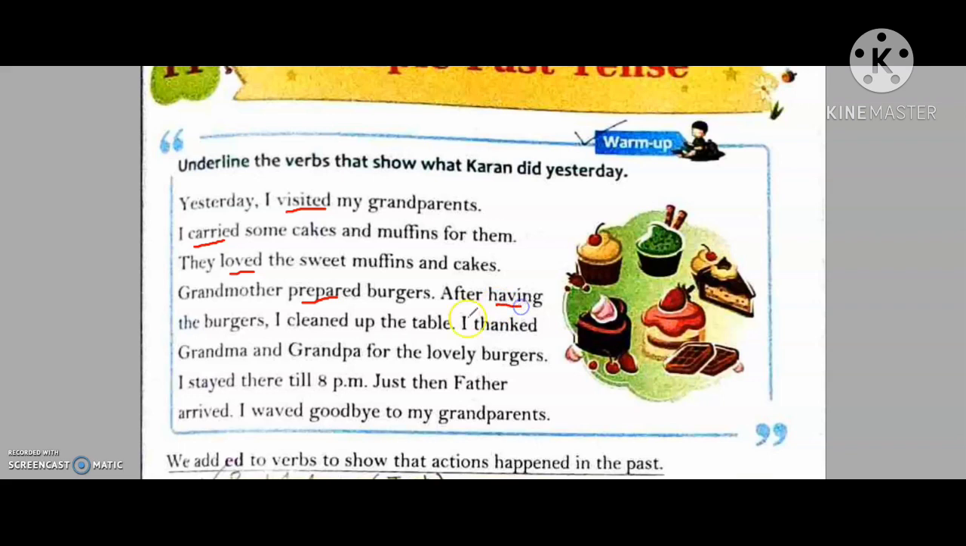After having the burgers, I cleaned up the table. I thanked Grandma and Grandpa for the lovely burgers. I stayed there till 8 p.m. Right. Just then, father arrived. Arrived. I waved goodbye to my grandparents. Finally, waved. So we have underlined the verbs. Okay?